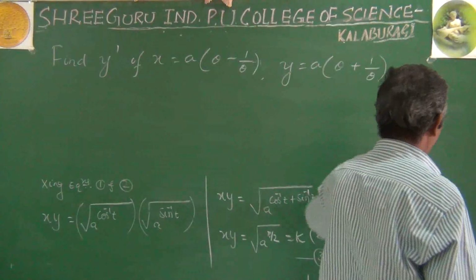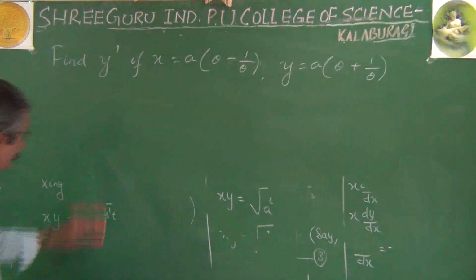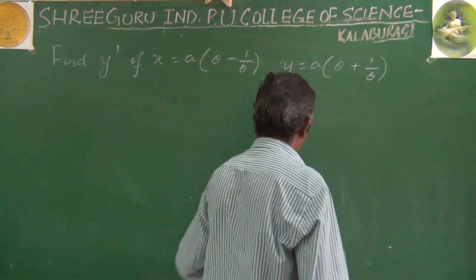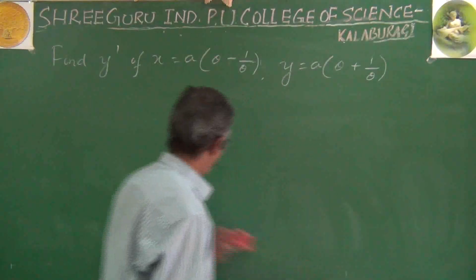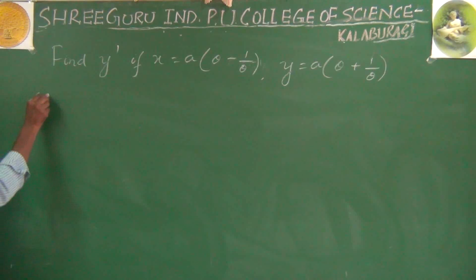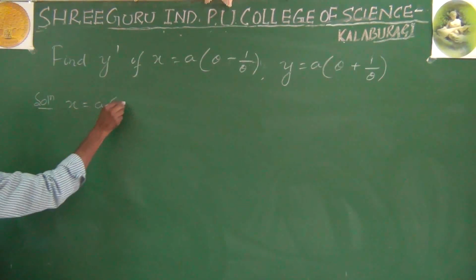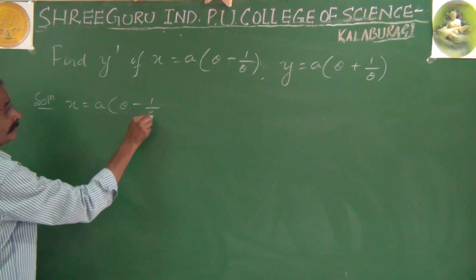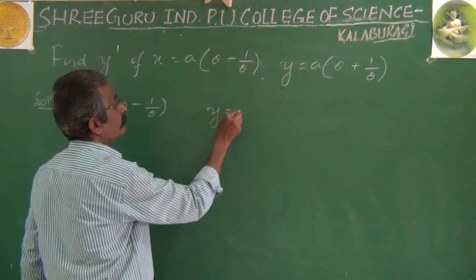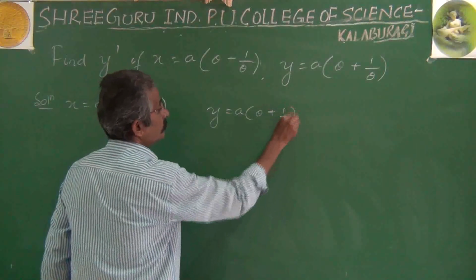Solution. First, write again the given parametric equations. What is given? x equals a into theta minus 1 by theta, y equals a into theta plus 1 by theta. Call these equations 1 and 2.